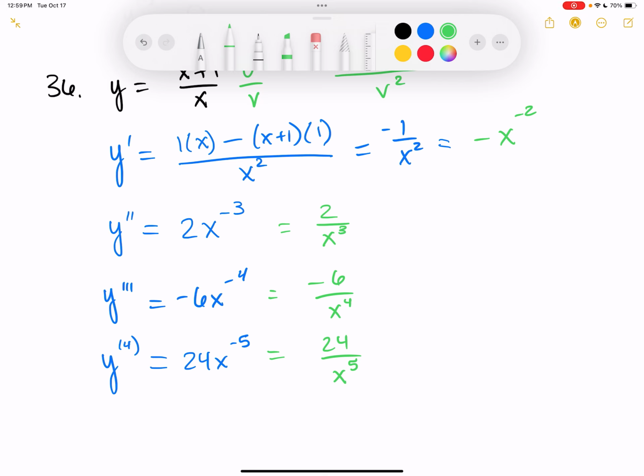So that one was nice when it ended up working out that we didn't have to use the quotient rule over and over again. We could have, but some of the problems aren't so nice, and you have to use it over and over again, which just gets really time consuming.